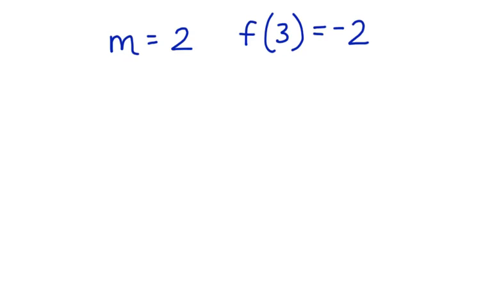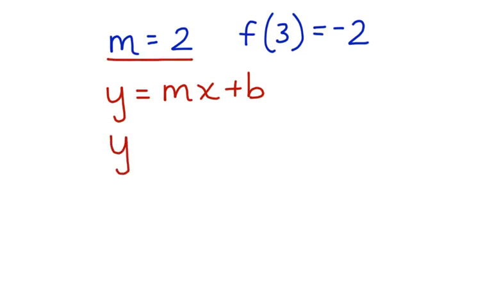Can you write an equation given this information? Let's think about that. First, let's write an equation in slope-intercept form. Y equals mx plus b. Now let's look at what information we've been given right away. We know that m is 2 and that 2 is the slope. Let's substitute that. Y equals 2x plus b.